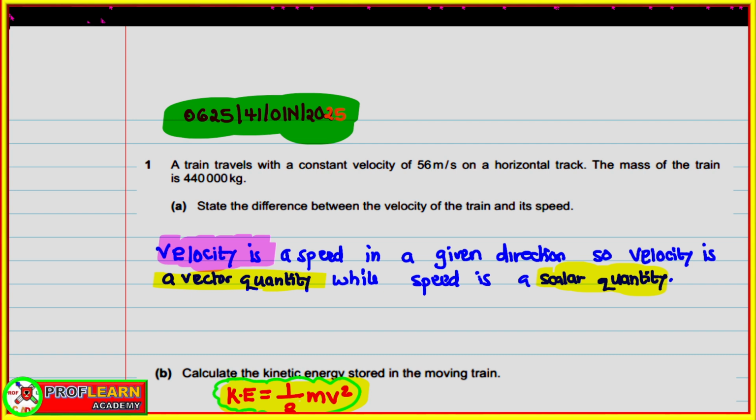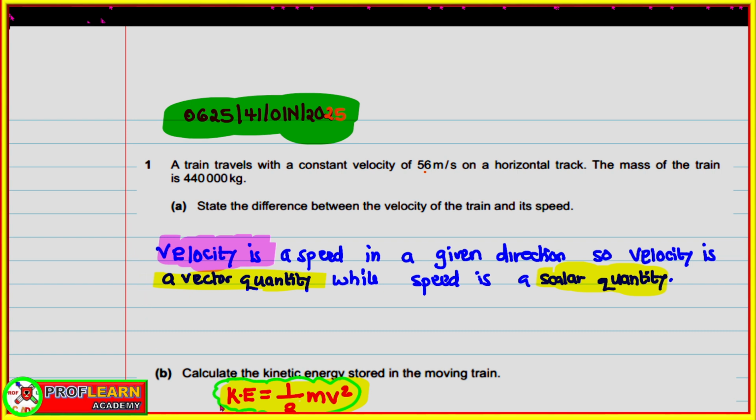Now here we are told that a train travels with a constant velocity of 56 meters per second on a horizontal track. The mass of the train is 440,000 kilograms. We are supposed to state the difference between velocity and speed.